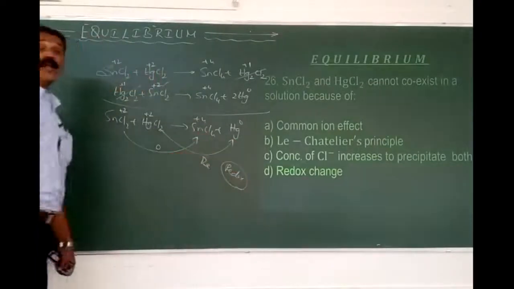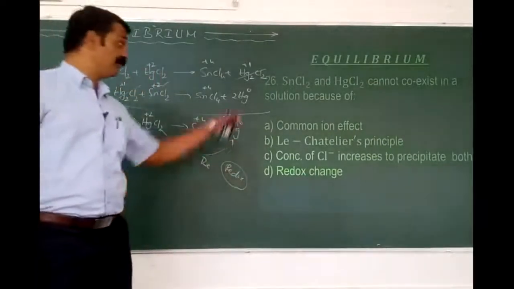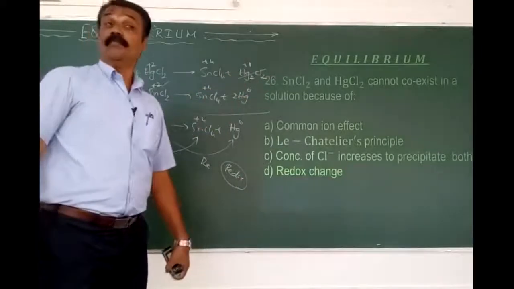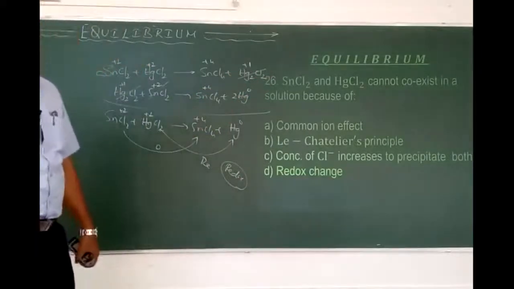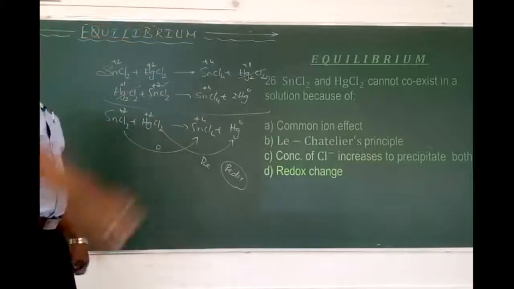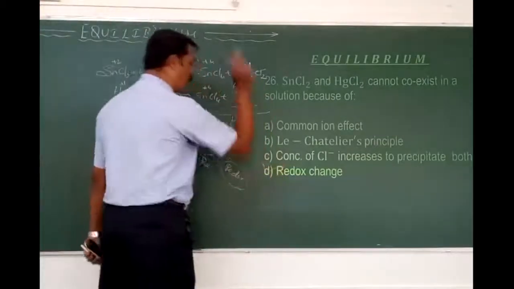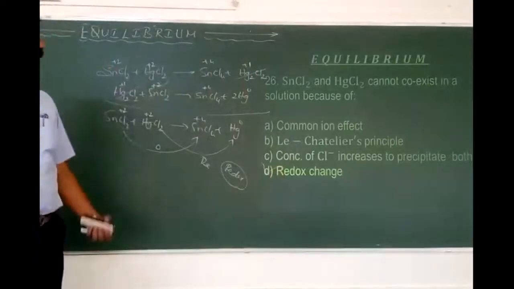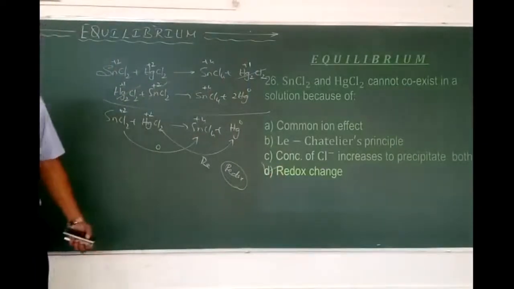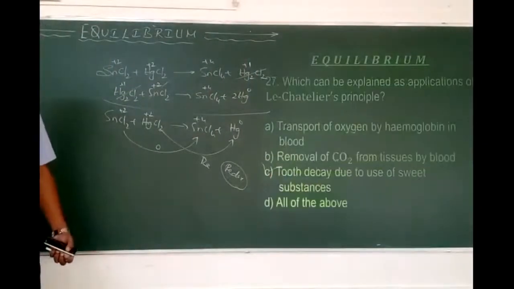So we can't have the coexistence of stannous chloride and mercuric chloride, because one is acting as an oxidizing agent and another is acting as a reducing agent, and that is due to the redox change. Okay. Let's move on to the next, the 27th.